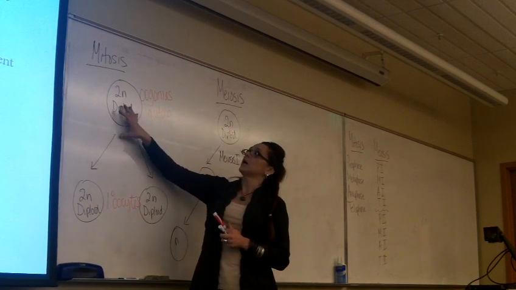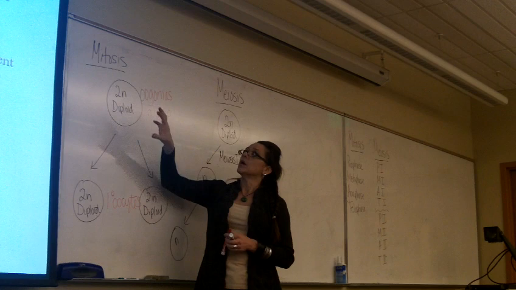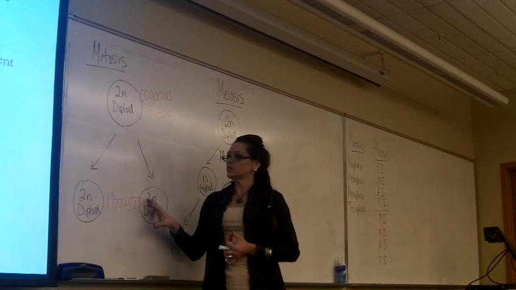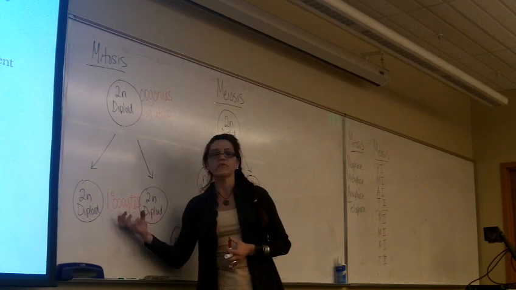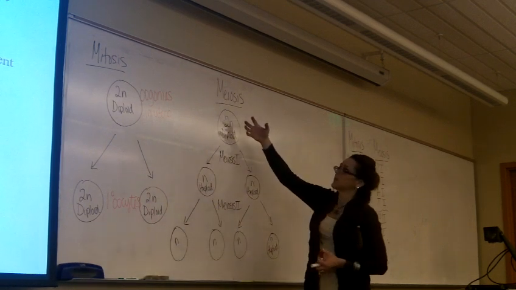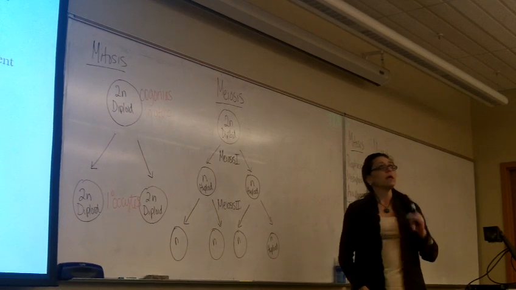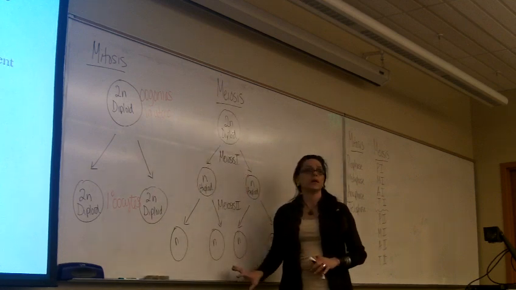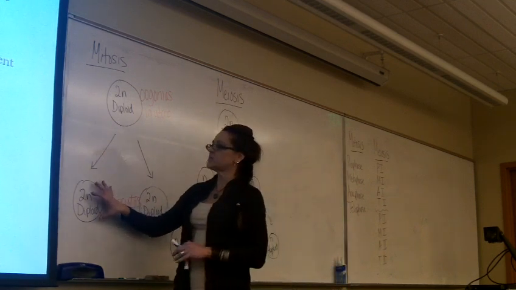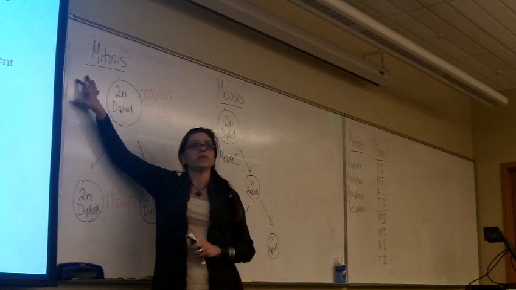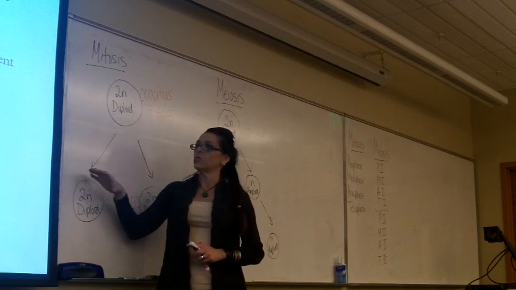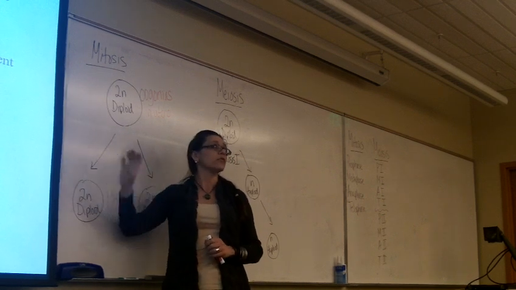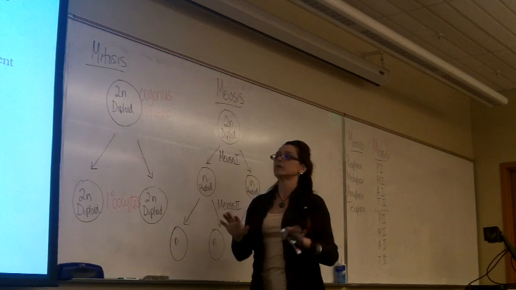And all of the oogonia are going to go through mitosis, and they're going to produce primary oocytes, and all of those primary oocytes are going to start meiosis. In males, half of these cells went into meiosis, and the other half stayed up in the seminiferous tubules and went through mitosis again, so that we always had stem cells there for the males. Females were not going to do that.